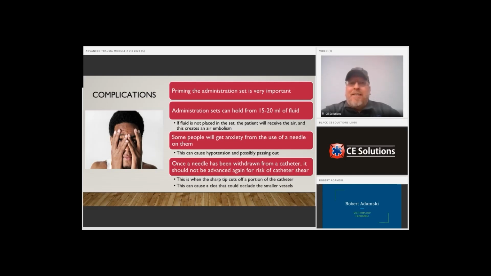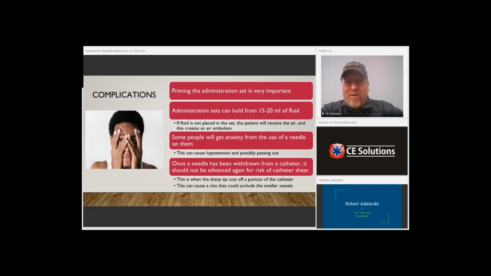And then just realize that some people do get anxious or have anxiety regarding needles. So take that into account. Be a compassionate EMS provider. Treat them appropriately. Treat them like a decent human being. Treat them compassionately, and have them lie down so they don't pass out on you.